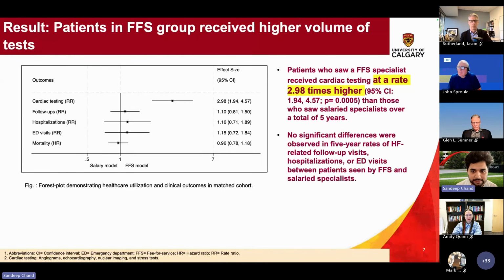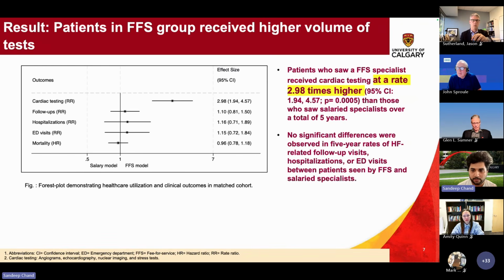Now here are the results. This forest plot shows five outcomes over 5 years. Each dot is a comparison between the two groups. The line through it is the confidence interval. The vertical line down the middle indicates the line of no difference. If a horizontal line crosses it, we cannot say the groups differ in that characteristic.